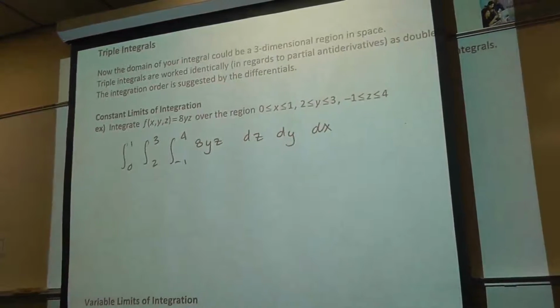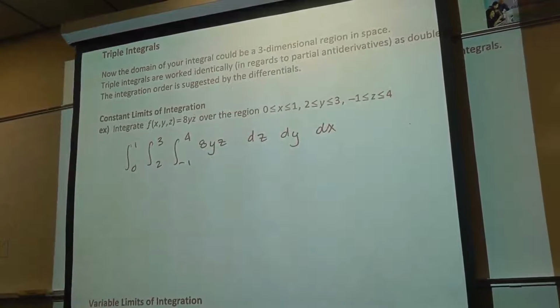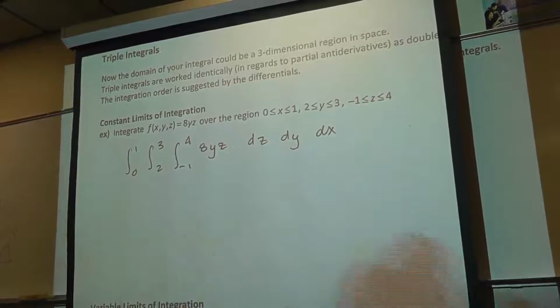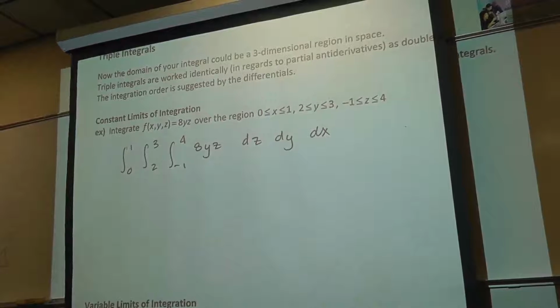But again, there are 6 different ways you can do this. You can do dz dx dy, dy dx dz, dy dz dx. I mean, you can figure out all 6 if you want to, but in this case any one is going to be fine because your integration is not too terribly bad.